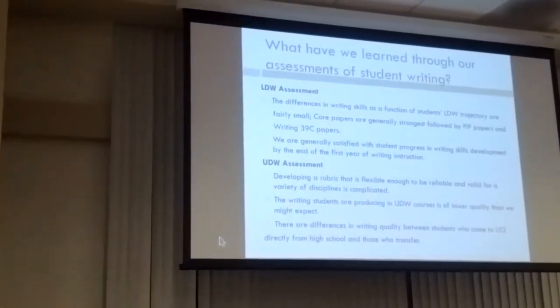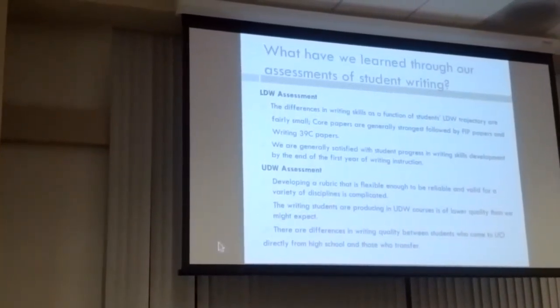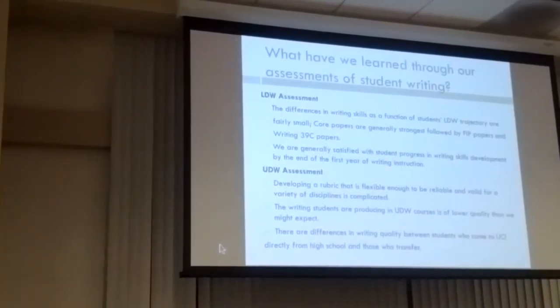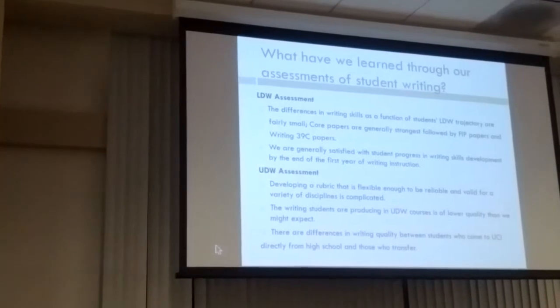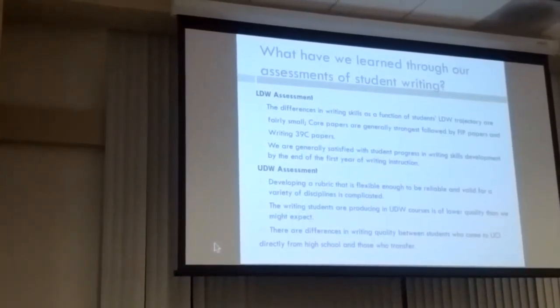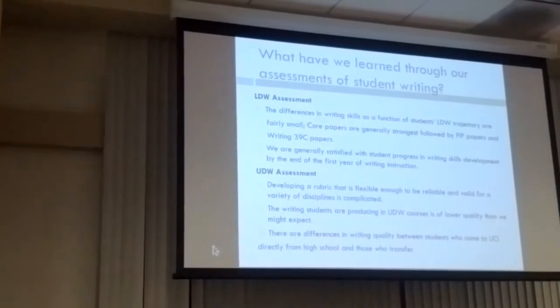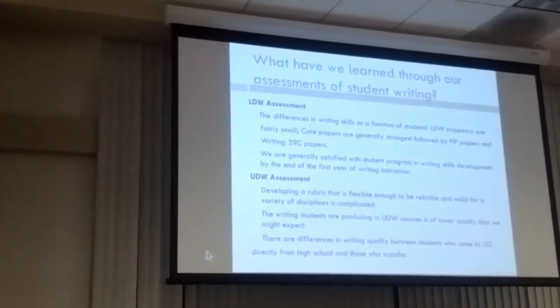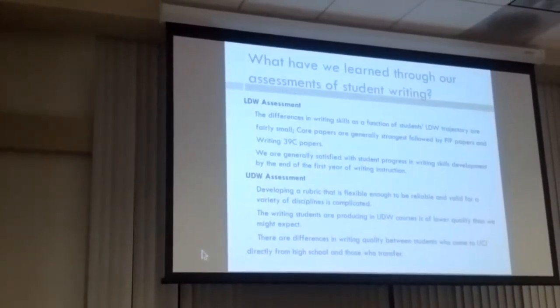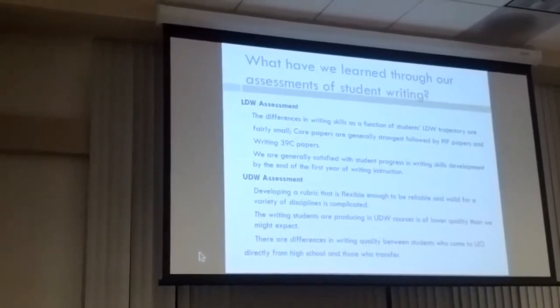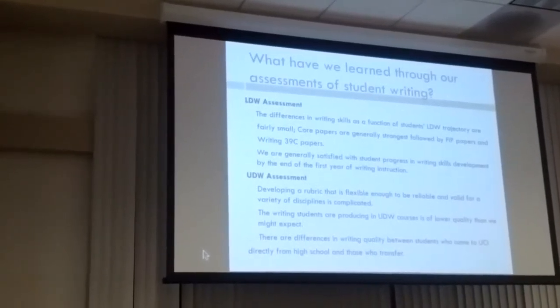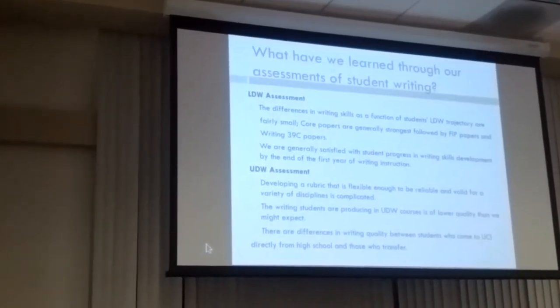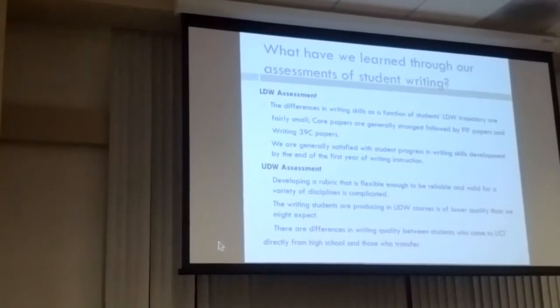We also have done, for the past 5 years, a series of direct assessments in which we randomly pulled writing from a number of lower division and upper division courses, and have done a rubric-based assessment of that writing. Some basic things that we've discovered: the differences in writing skills as a function of students' lower division trajectory are fairly small. That is, whether students are in the Humanities Core course, or the first year integrated program, or the 39 sequence, we really can't tell huge differences in what students are producing when we compare one sequence to another.